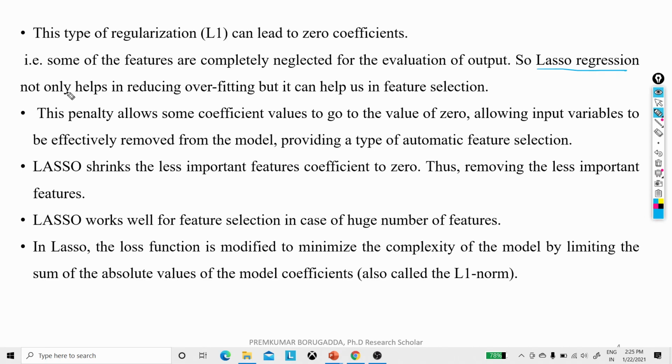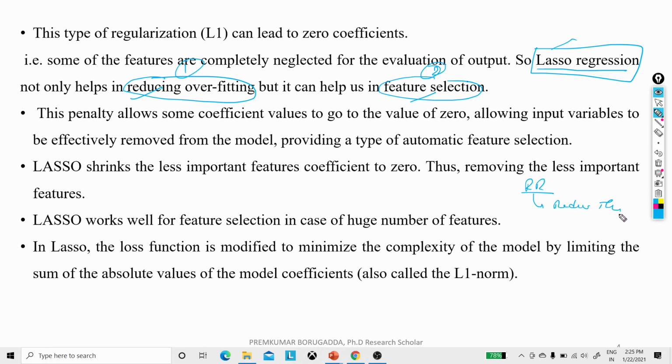So lasso regression not only helps in reducing overfitting, but also helps in feature selection. These are the two important points of lasso regression. Suppose in an interview anybody asks what are the features of lasso regression, you can say this is one feature and this is the second feature: reducing overfitting and feature selection. But in the case of ridge regression, the main thing is to reduce overfitting. But in the case of lasso regression, it is reducing overfitting and feature selection.